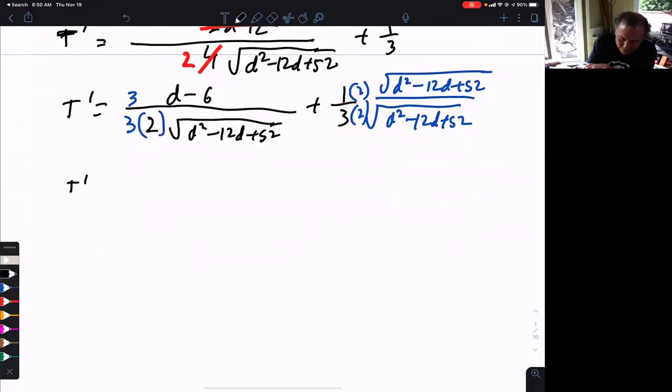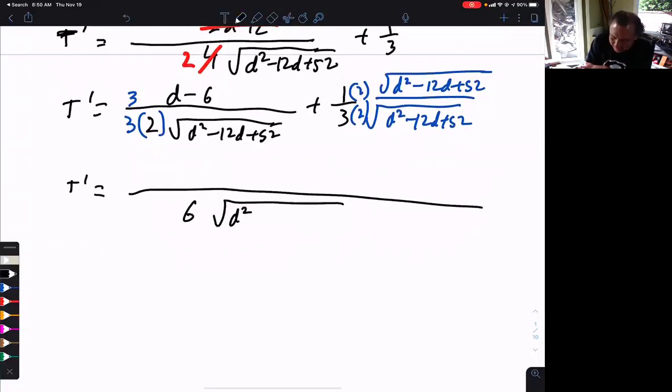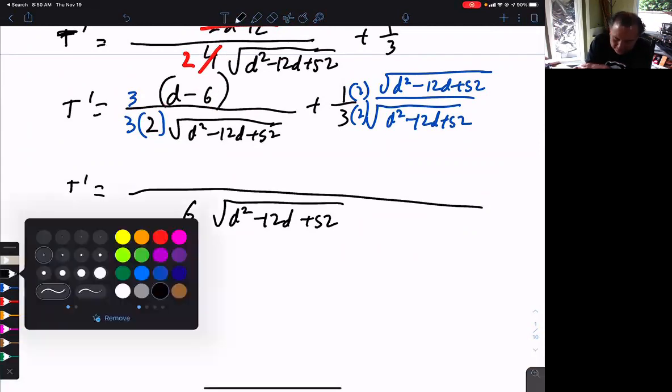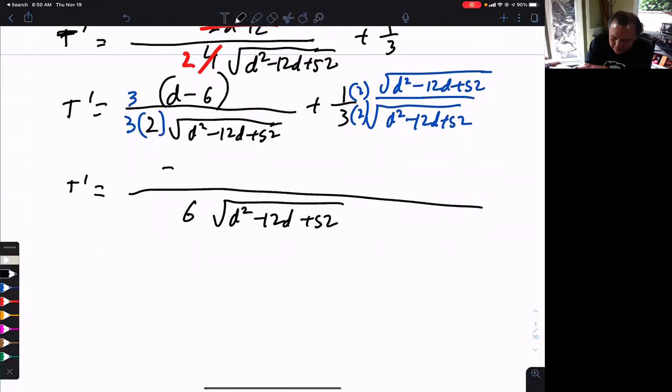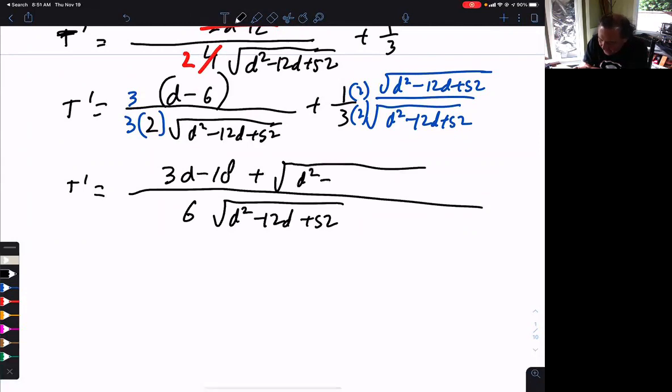Wow, this problem is just never ending. Never, ever, ever ending. And on top, I need to distribute that 3. I'm going to get 3d minus 18 plus 2 times the square root of d squared minus 12d plus 52. Oh, I forgot the 2. There's a 2 there. Good thing I saw that.